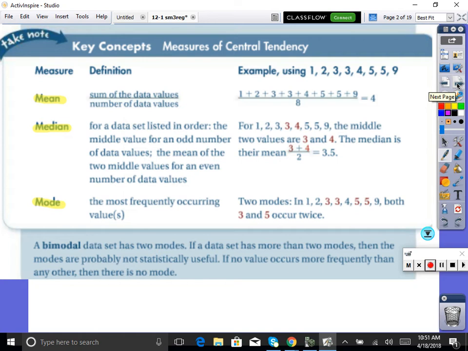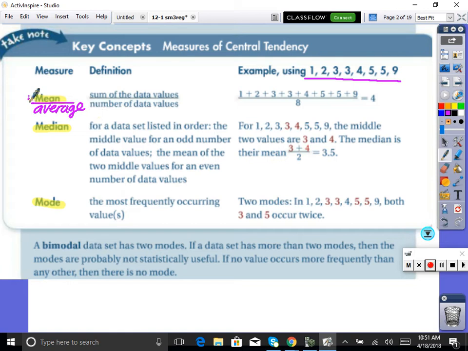So look up here. I have a data set: 1, 2, 3, 3, 4, 5, 5, 9. Let's say these are the ages of a bunch of cousins. Do you guys have cousins? If I said to you, what's the average age of all your cousins? You would find average is the same thing as mean. In statistics, they don't say find the average, they say find the mean. Mean means average.